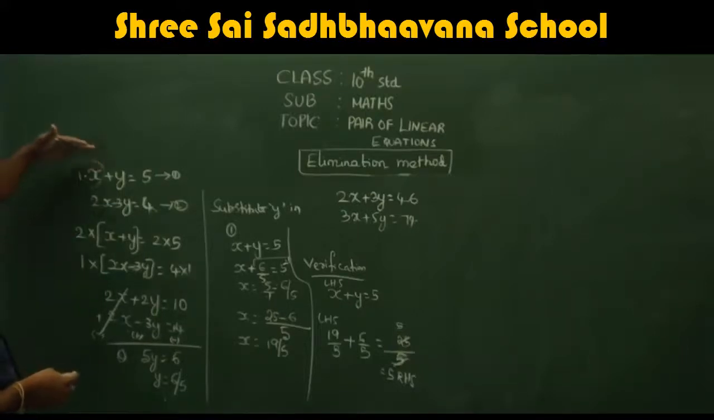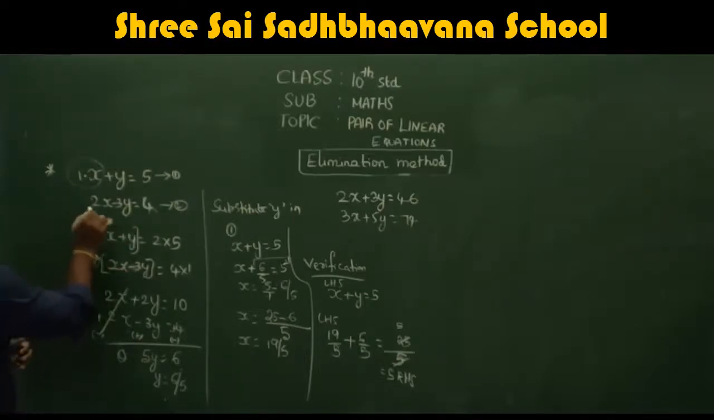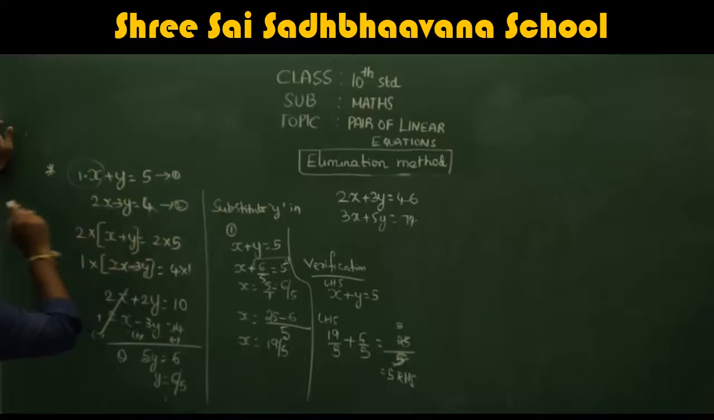Let me explain this once again. Here the equations are x plus y is equal to 5 and 2x minus 3y is equal to 4. I take the first one as equation 1, the second one as equation 2. Let me write these two equations again. Remember, you have to see the x coefficient of the second equation, which is 2. You have to multiply the first equation on both the sides with this x coefficient. That is why I multiplied with 2 on LHS also and RHS also.